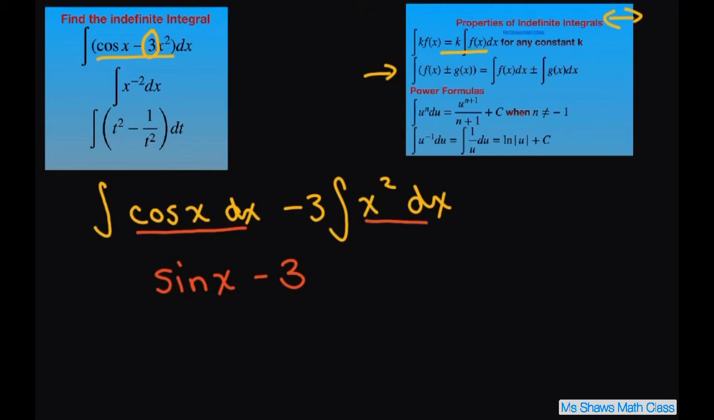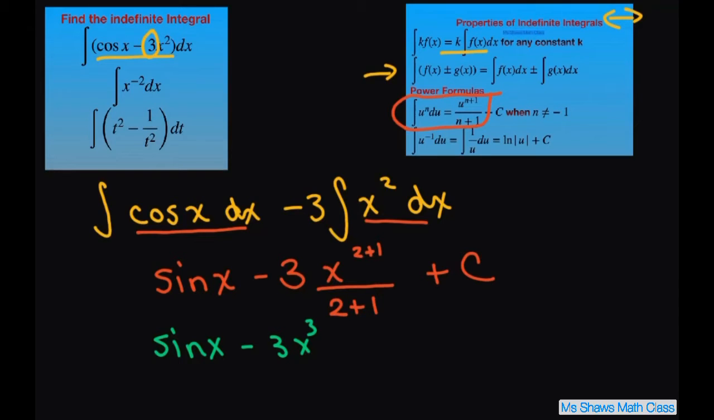And then for this one, we're going to use our power formula. So that's going to be x to the 2 plus 1 power divided by 2 plus 1. Let me put plus c here. So we have sine of x minus 3x cubed divided by 3 plus c. And this equals the 3's cancel. Sine of x minus x cubed plus c for your constant.